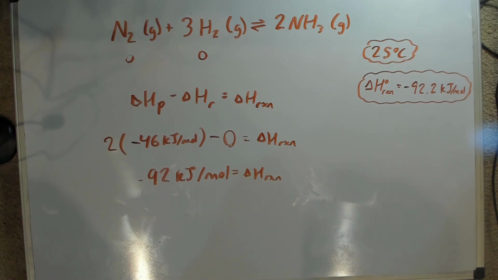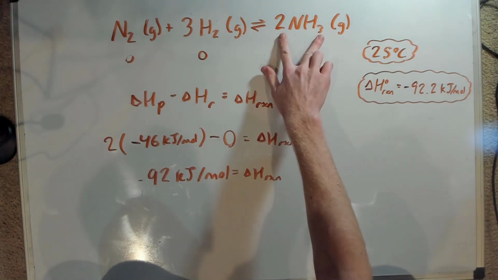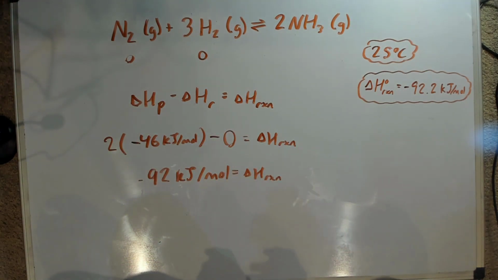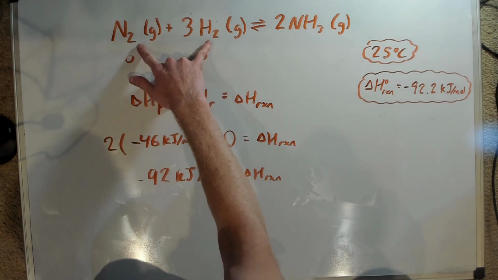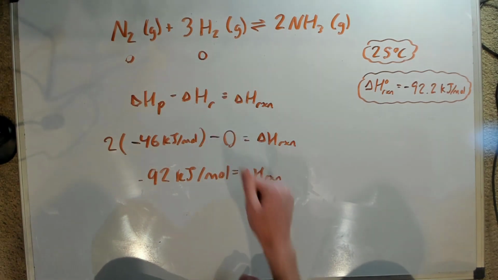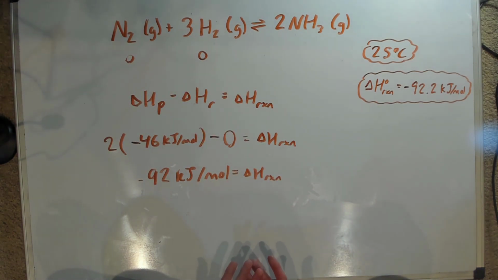Okay. And that's how it works with enthalpies of formation. That's just saying the amount of energy that it takes to form this compound based on elemental parts is going to be equal to the amount of energy it takes to form these subtracted off. That's all it is.